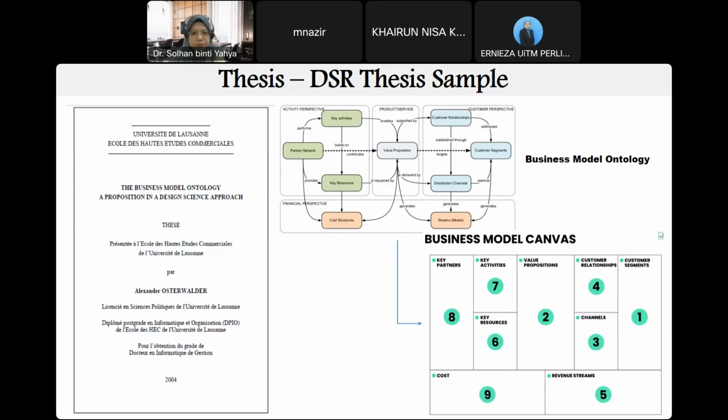All right, I will give you an example of a design science research thesis. This is by Alexander Osterwalder, from Sweden. If you know about the business model canvas, every startup or every business that wants to set up a new company always uses the business model canvas. You can Google it now. The business model canvas was actually born from his thesis, when he built the business model ontology, and from the business model ontology they came up with the business model canvas.